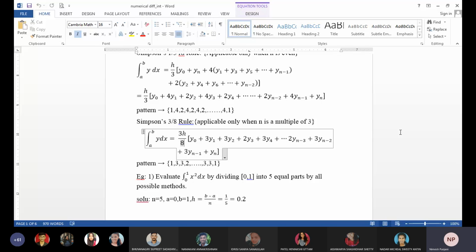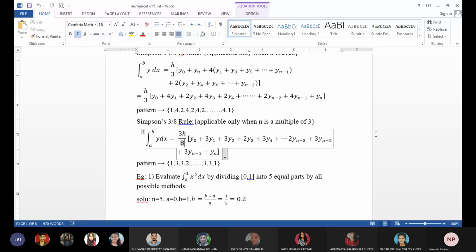So what we were discussing were the methods. Trapezoidal rule is applicable for all values of n. Simpson's 1 by 3 is applicable only when n is even. Simpson's 3 by 8 is applicable when n is a multiple of 3. What does your n represent? n represents the number of parts in which your interval a to b is divided, where a and b are the limits of the integration.